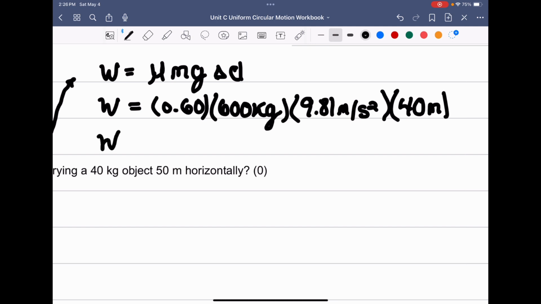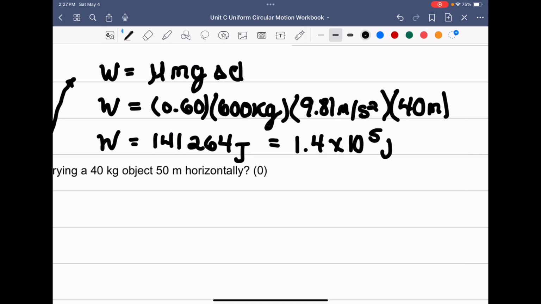Now, if I multiply these all out, I'm going to find that the work required to overcome this friction, or in terms of how much work was done by the frictional force in this case, is 141,264 joules. Written to 2 significant digits, this is 1.4 times 10 to the power of 5 joules. There we go. So this becomes our answer for how much work was done with this frictional force.